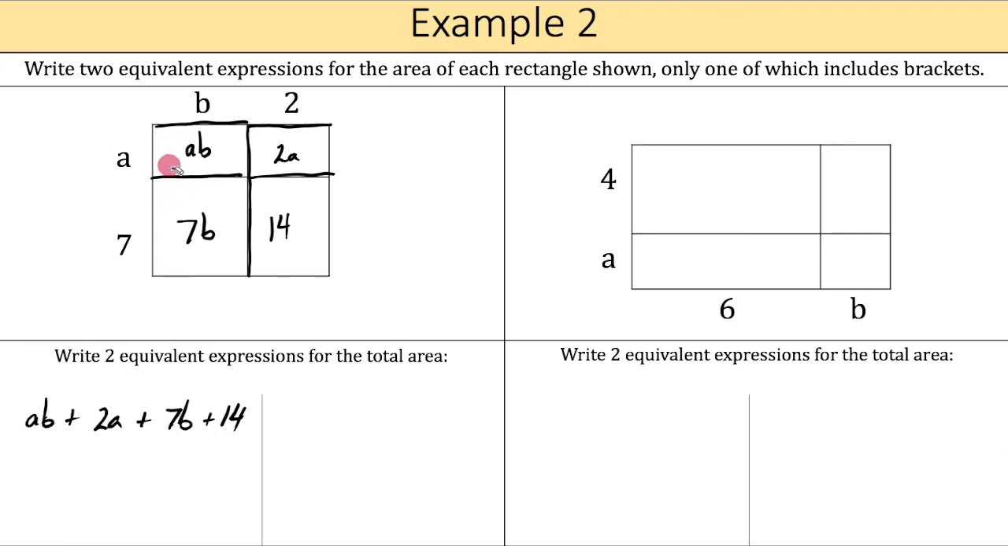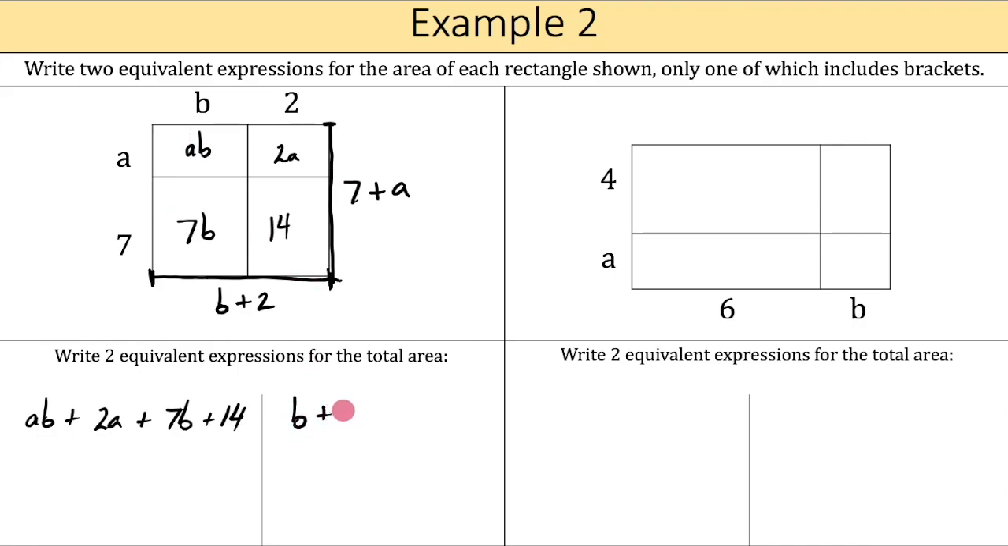Now, the other way I could do this, instead of finding it for each individual rectangle, I could simply plus together to get this side. So I'm going to plus together b and 2. So that's going to be b plus 2 for this side right here. And then to get this side, I could go 7 plus a. Now, I would simply need to times together these to get the area of the whole thing. So that's going to be b plus 2, brackets, 7 plus a. And those are going to be your two equivalent expressions.